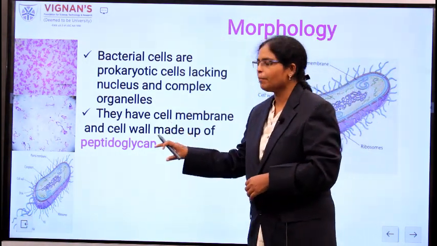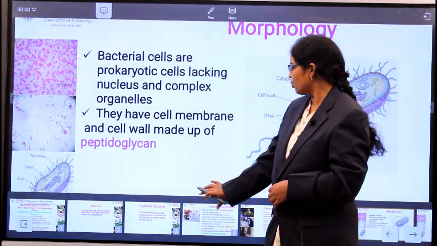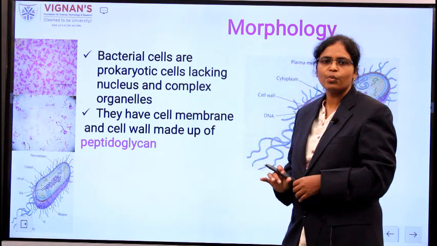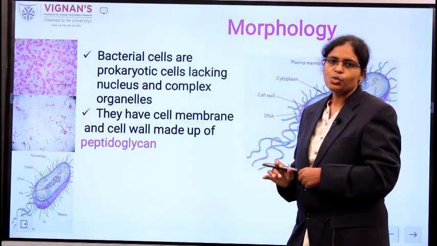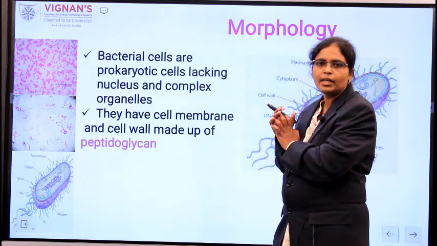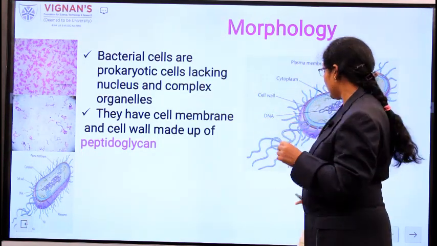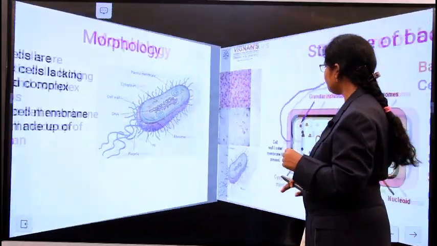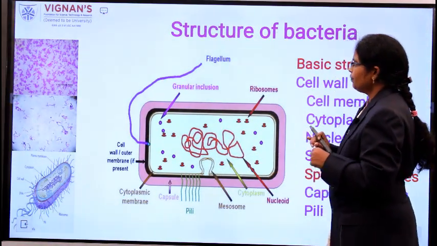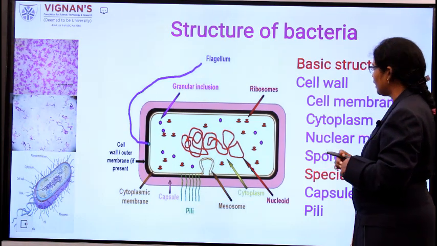And they have a cell membrane as well as a cell wall made up of peptidoglycan. This peptidoglycan is very, very important. Whenever any infection is there, we can target this cell wall material and cell membrane material. We can develop drug molecules. We will see the external as well as internal features of bacteria.